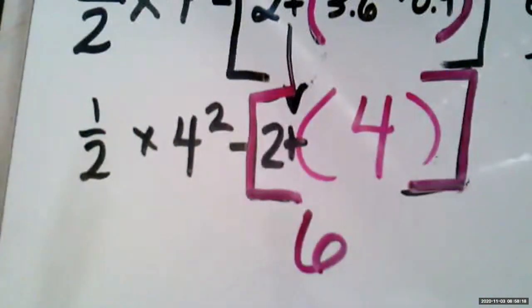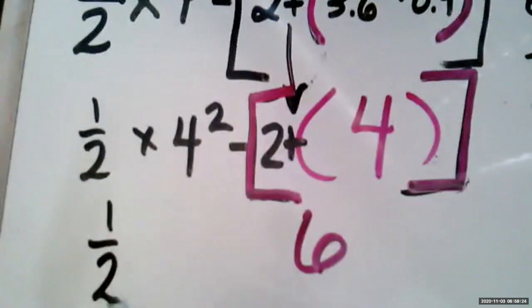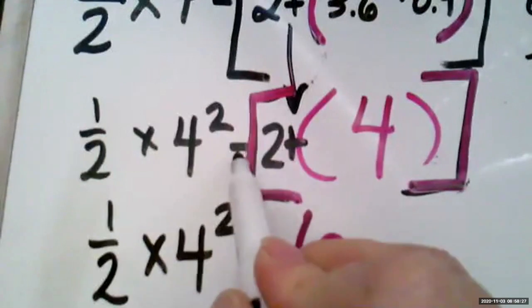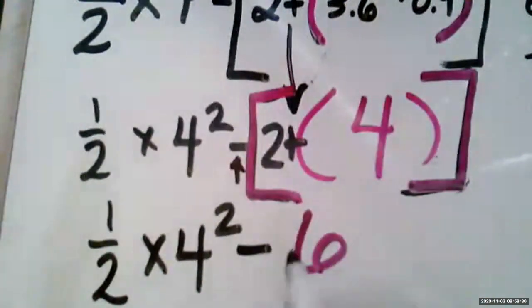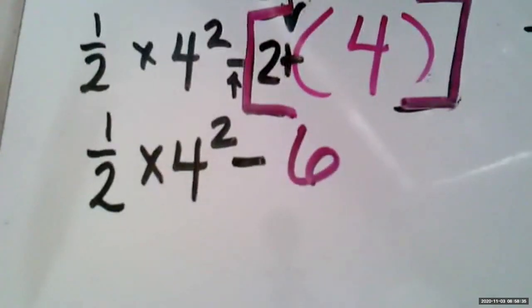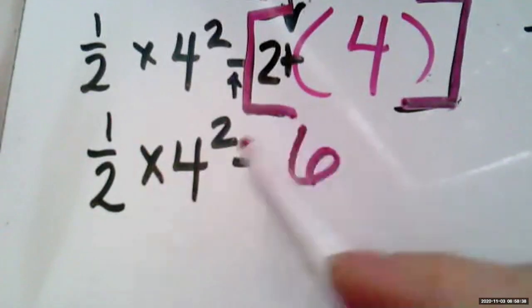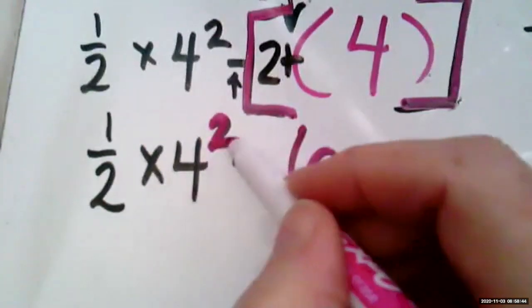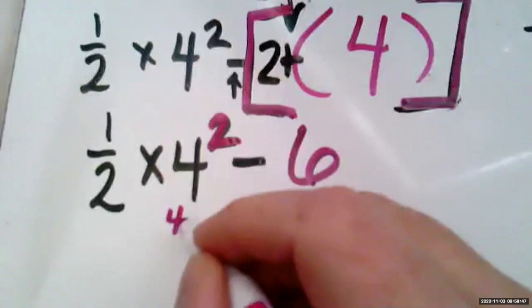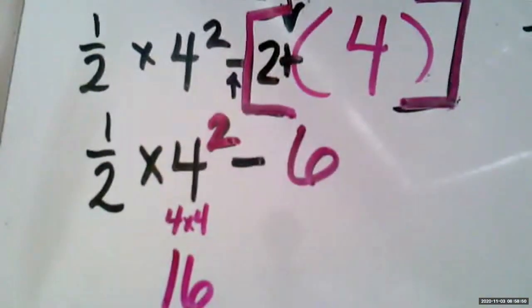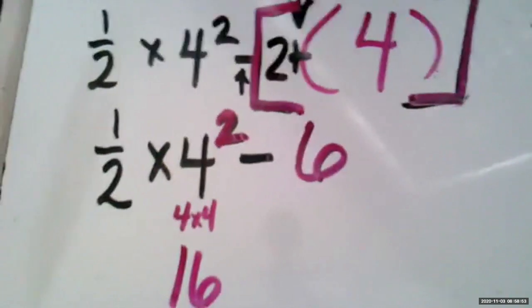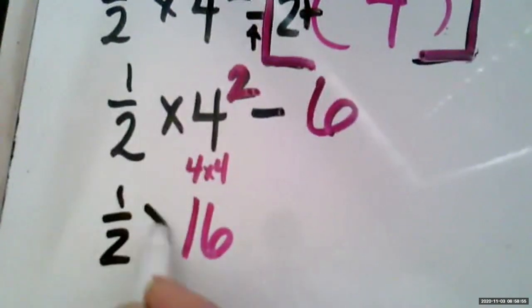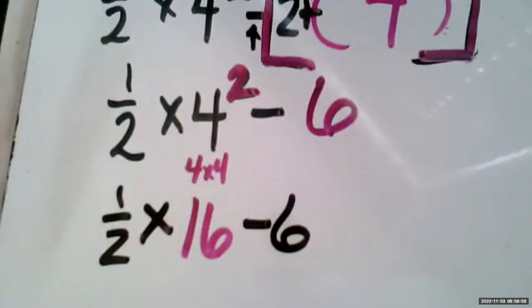And since that's all taken care of inside the brackets, I'm going to go ahead and bring down the rest. 1/2 times 4 to the second power, and I still have a minus sign right here, so minus 6. Okay, next step, exponents. So I'm finished with my bracket, I'm finished with my parentheses. The next step is this exponent, okay? 4 to the second power, of course, means 4 times 4, or 16. Okay, so I just solved that one. I'm going to bring down the rest. 1/2 times 16 minus 6.